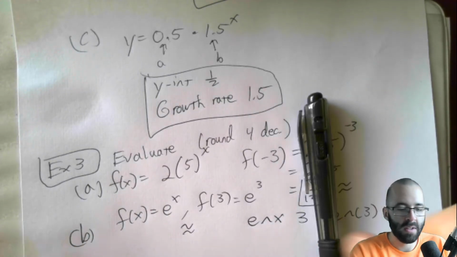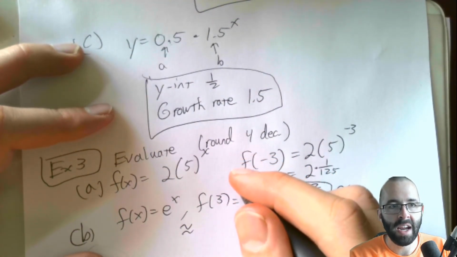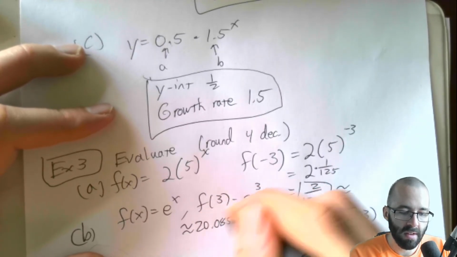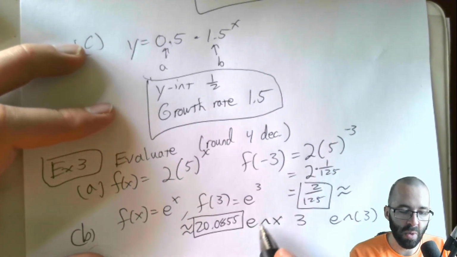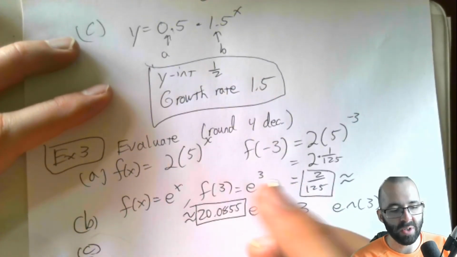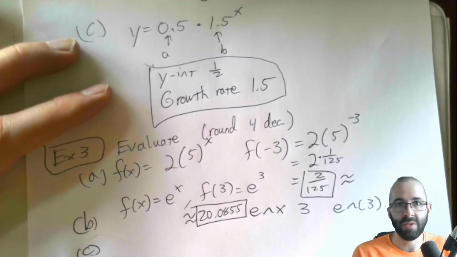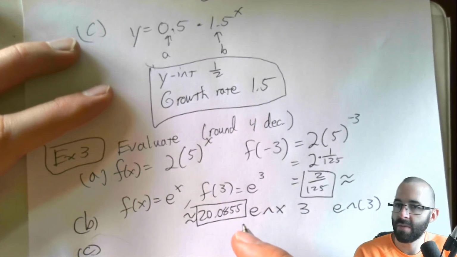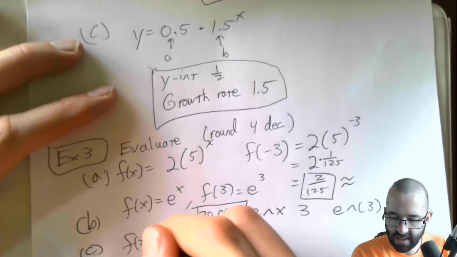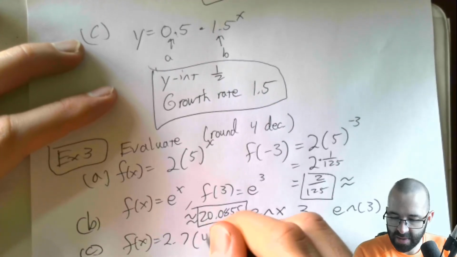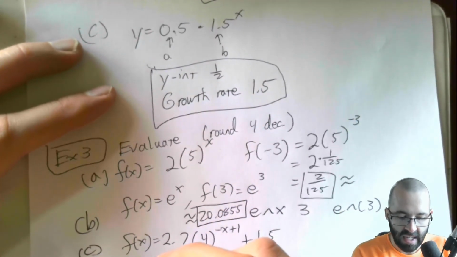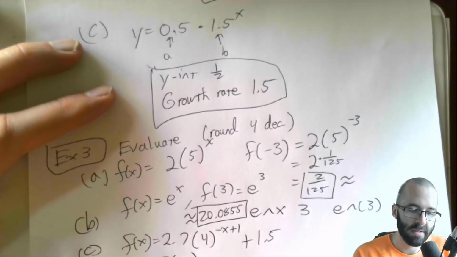So e cubed is about 20.0855. We'll touch more on what this e is later, but that's how you do it. If you have questions on your specific calculator, feel free to come and ask me. Send me a message. The last one is f of x is equal to 2.7 times 4 to the -x plus 1, plus 1.5. And we want to find f of -2.